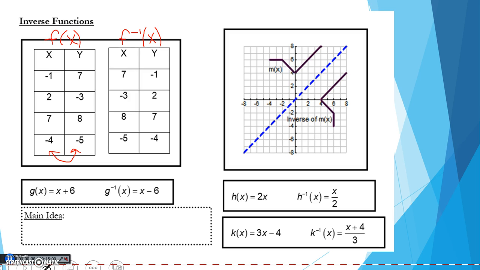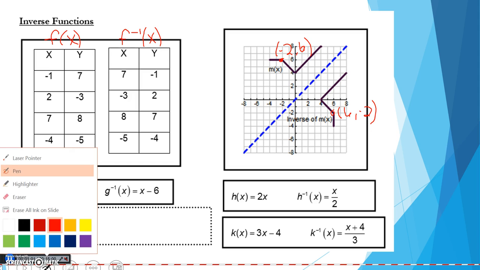If we look over here at the graphs, if you pick any ordered pair on the graph, say right there, that ordered pair is -2, 6. If we stay with the concept that all you do is flip-flop the x and the y, then the ordered pair that would be on the inverse is 6, -2. If I plot that, sure enough, there it is, 6, -2.